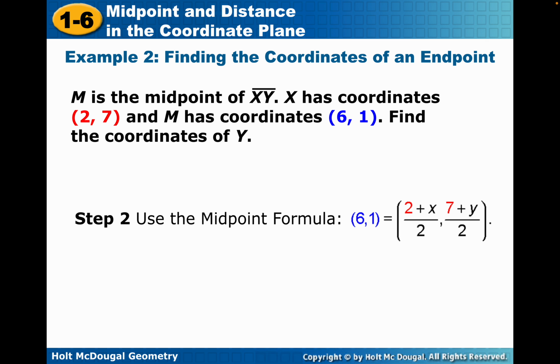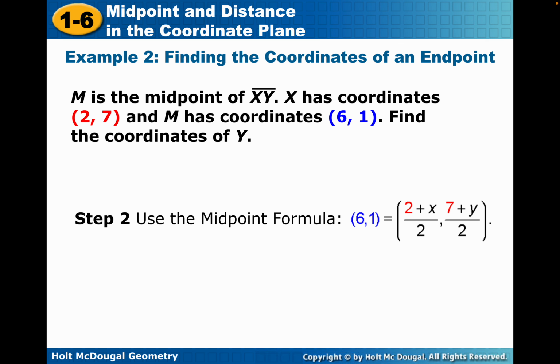This next one, all right? This one tells us M is the midpoint of XY. It tells us X has the coordinates of 2, 7, and M, meaning the midpoint, has the coordinates of 6, 1. So in this one, we are given the midpoint. We have to find one of the endpoints.